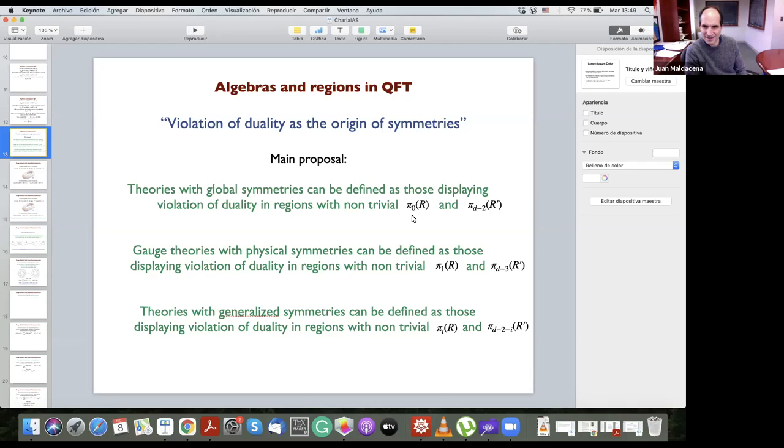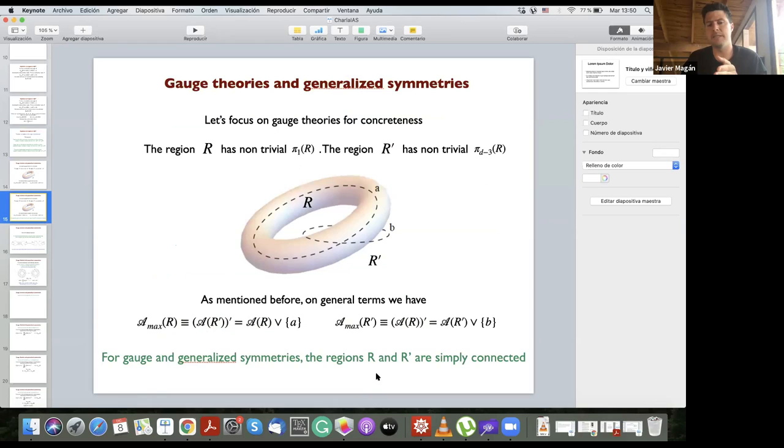And the important difference is that in the argument that I did, I said that for gauge and generalized symmetries, the regions R and R prime are simply connected, and this is key to the proof of the abelianity. So for the usual symmetries, the regions are disconnected, and we cannot prove the abelianity, and indeed we can have more generic fusion rules. Okay, thank you.